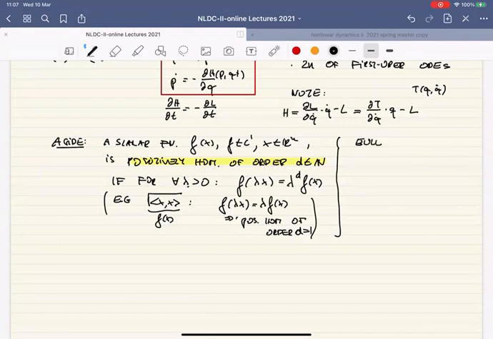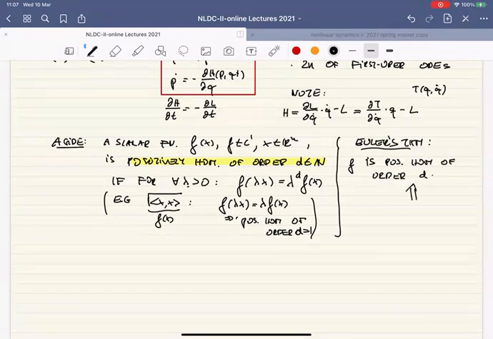So Euler's theorem is the following, and it is incredibly useful: F is positively homogeneous of order D. It's actually equivalent to the following: if you take the gradient of F with respect to its argument, and you take the inner product of that with X, then that's the same as D times F of X. Let me actually write out the arguments. I just write the inner product like that, equals D times F of X.